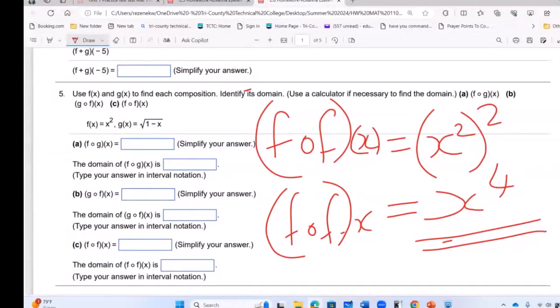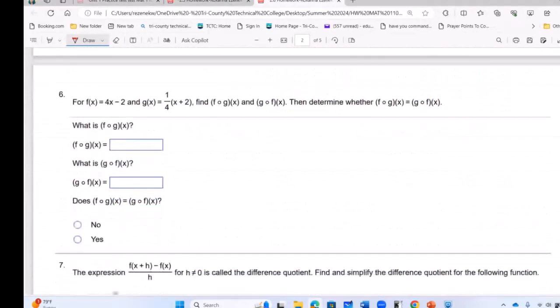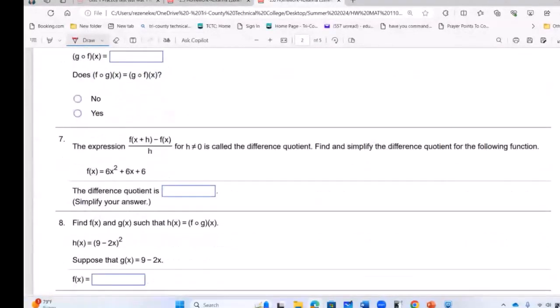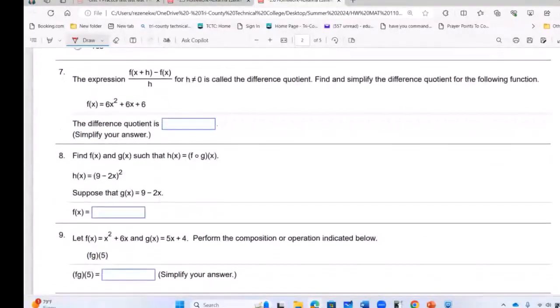Okay, so right now let's go to the next one, and I think you can do this one. You can do it. Now let's go to number 7, the difference quotient. Before we write this, let's make sure we understand what it is.